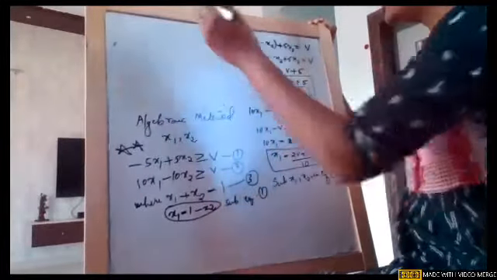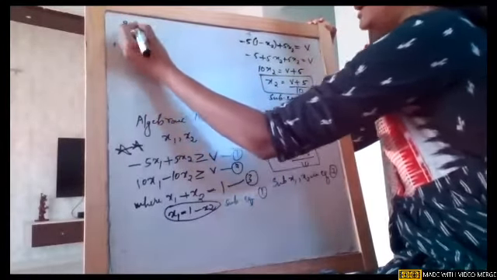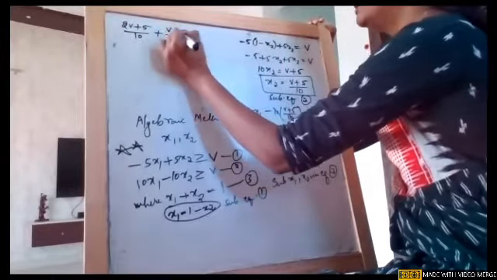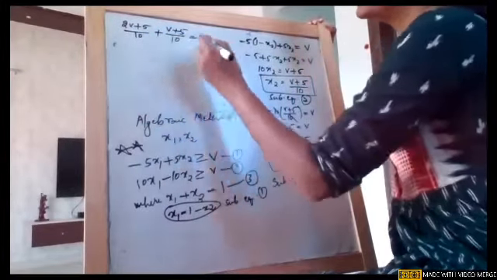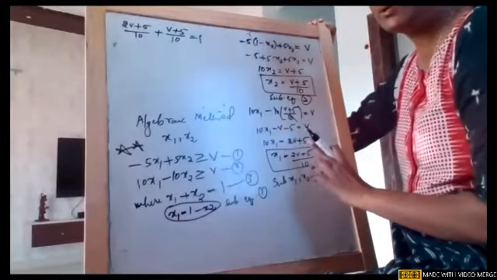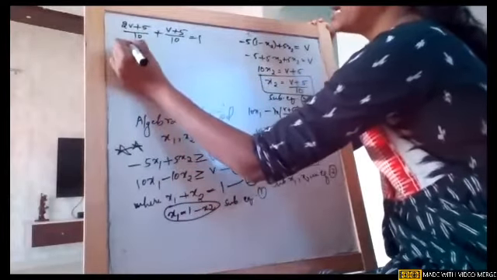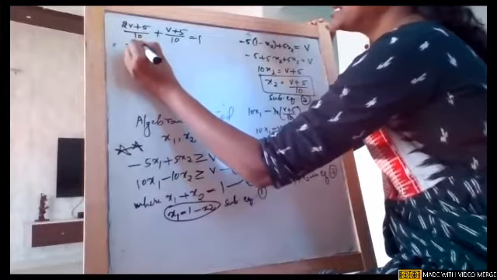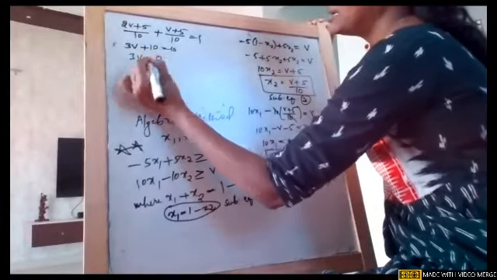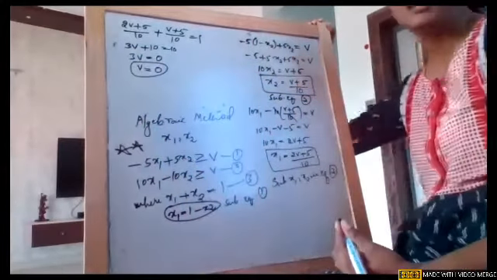Just check it out. So x1 plus x2: 2v plus 5 by 10 plus v plus 5 by 10 is equal to 1. This is nothing but equation 3. We just substituted x1 and x2 in equation 3. As the denominators are the same, we can directly add them. 3v plus 10 is equal to 10. So 3v is equal to 10 minus 10, which is 0. v is 0. We got the value of the game to be 0.